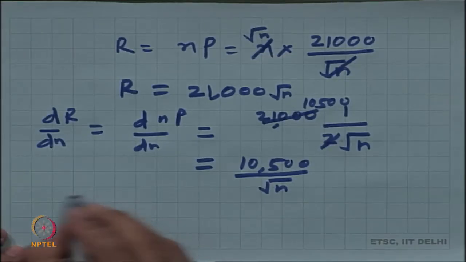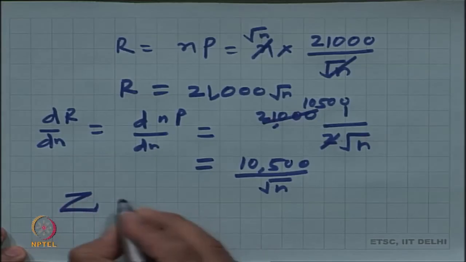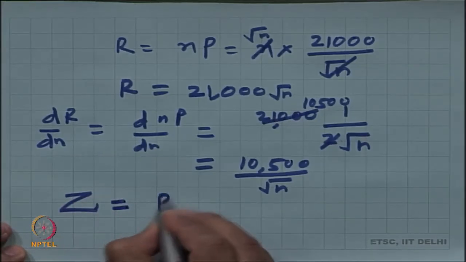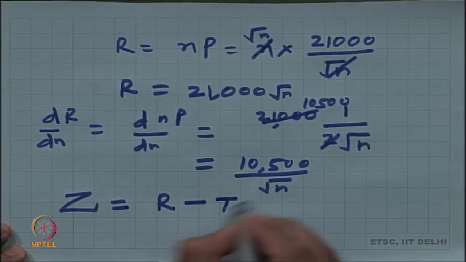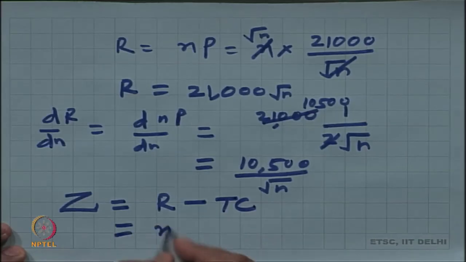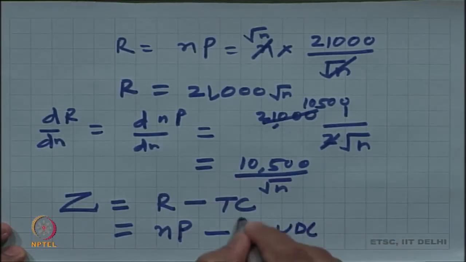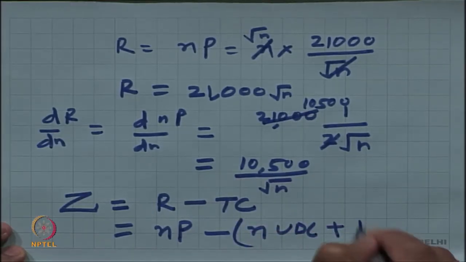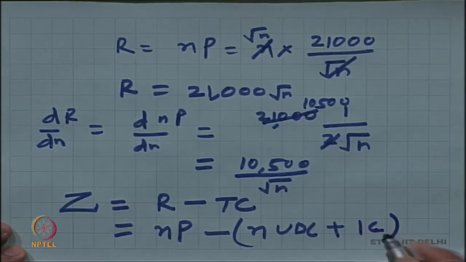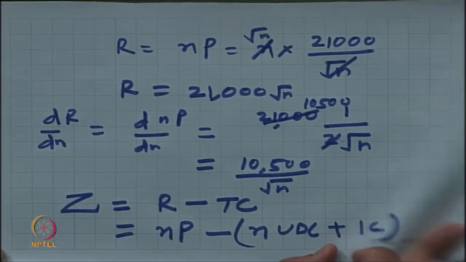Now, my profit is represented by Z. Z is nothing but my revenue minus total cost TC. Revenue is nothing but n times P, and TC is nothing but n times UDC plus indirect cost, which is IC. So, all these terms you are already familiar with from the previous lecture.